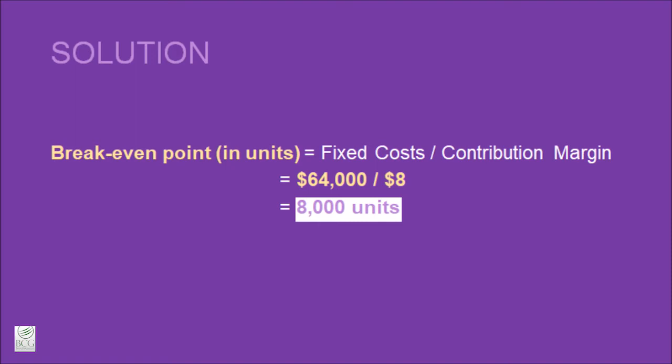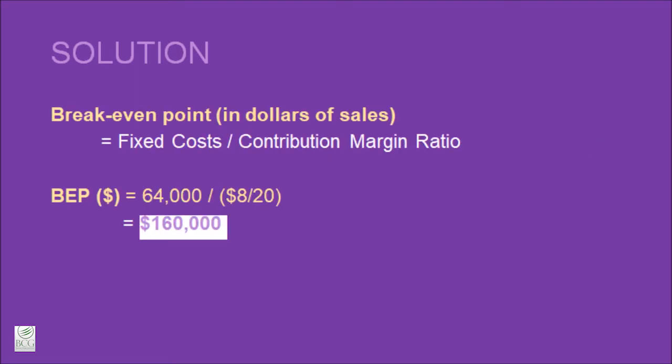Now let's calculate the break-even point in dollars. In dollars of sales, you have to calculate the contribution margin ratio. The contribution margin ratio is the contribution margin divided by the sales. So here is the solution. $64,000 divided by the ratio of 40% gives us a break-even point in dollars of sales of $160,000. You can also calculate this as the break-even point in units of 8,000 times the selling price of $20, and you'll get the same answer. So that is for the break-even point analysis.